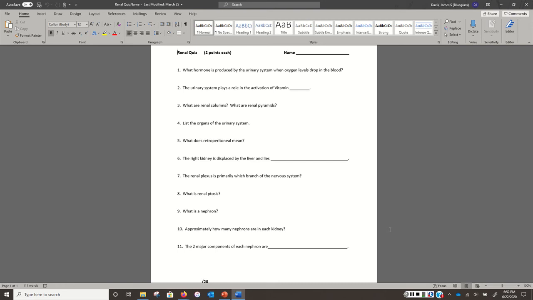The renal plexus is primarily which branch of the nervous system? It is primarily the sympathetic nervous system, the SNS.